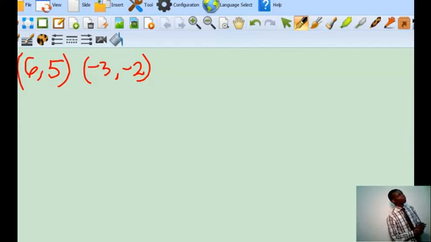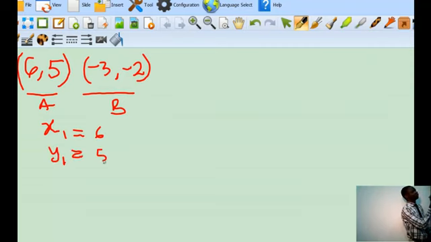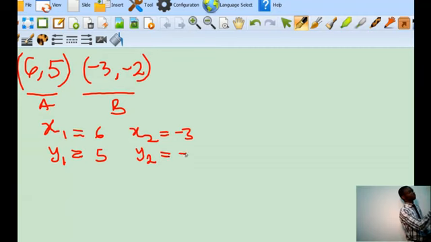Now considering these 2 points, let's call this one point A, while we call this point B. From these 2 points, you should be able to obtain your x1, y1, x2, and y2. Your x1 is 6, your y1 is 5, while your x2 is minus 3, and your y2 is equal to minus 2.